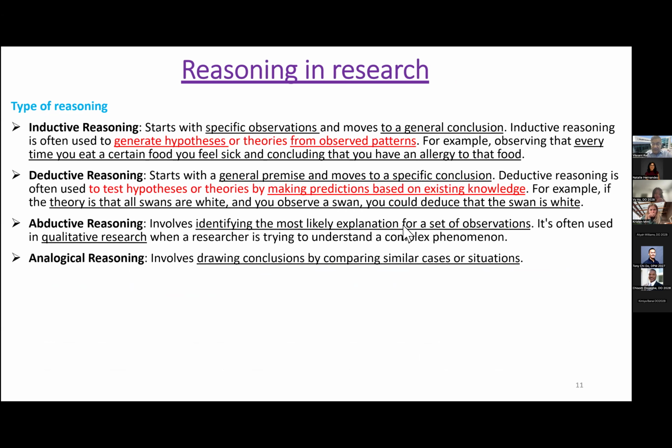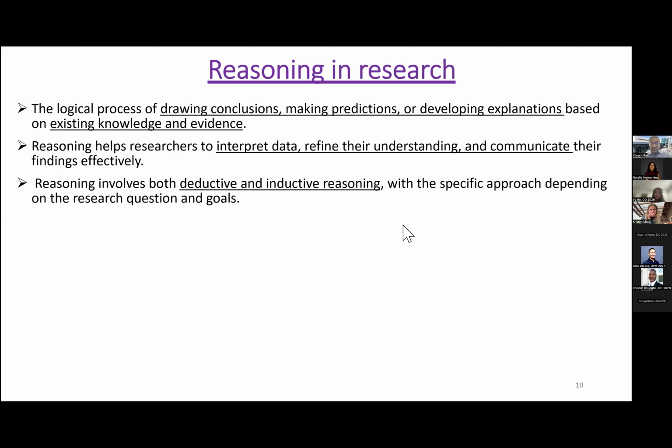Then this one is reasoning. Reasoning is the logical process of drawing conclusions, making predictions, or developing explanations. Whatever we are doing in the research, or whatever hypothesis we are working on, we should have a rationale for that. Whatever specific aims we are working on to test our hypothesis should have a rationale, and there should be reasoning behind that. That reasoning and rationale should depend on the existing literature. It may not be in your field, maybe in a different system of biology or a different field, but it should have some rationale behind it.